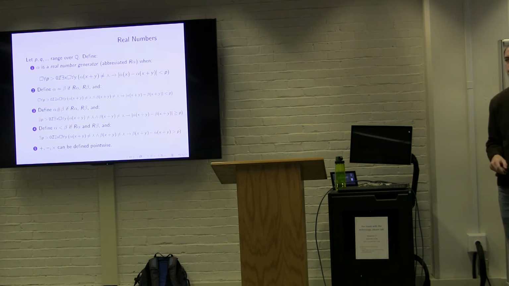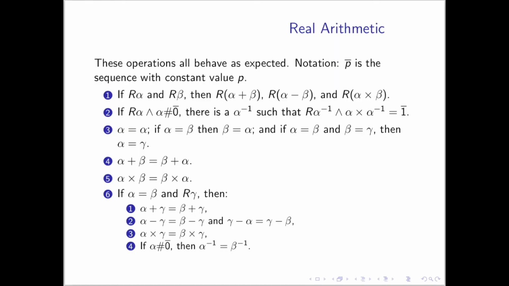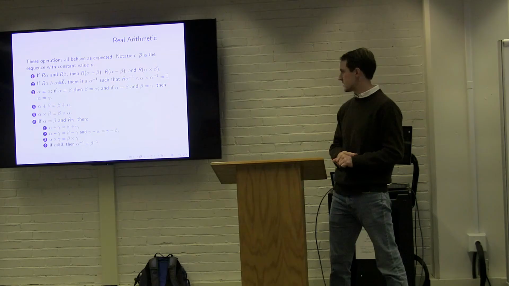Okay, so we just defined all these notions. They better work, right? Fortunately, they do. Being a real number generator is a property that's closed under our arithmetical operations. For real number generators that are apart from zero, the multiplicative inverse exists. Identity is transitive and commutative and all this. Addition and multiplication are commutative, and the arithmetical operations respect identity. There's nothing fancy going on here. It's just taking what you would see as your textbook proof of these kinds of facts in a real analysis text, and then sprinkling in some diamonds and boxes.